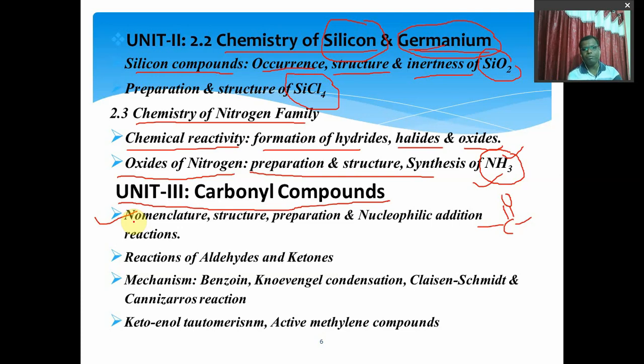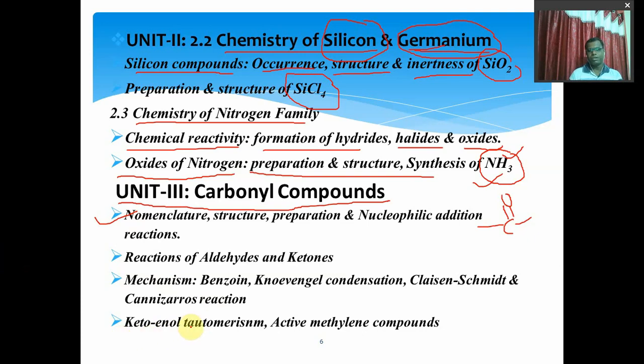Again, various reactions are shown by carbonyl compounds like aldehydes and ketones, and you will study the reactions of aldehydes and ketones in this topic. There are also some named reactions shown by carbonyl compounds, particularly the benzoin condensation, Knoevenagel condensation, Claisen-Schmidt reaction, and Cannizzaro's reaction. These are very important reactions shown by carbonyl compounds, particularly aldehydes and ketones.